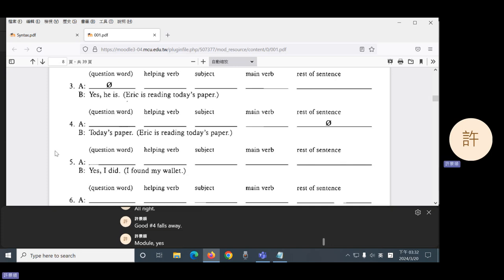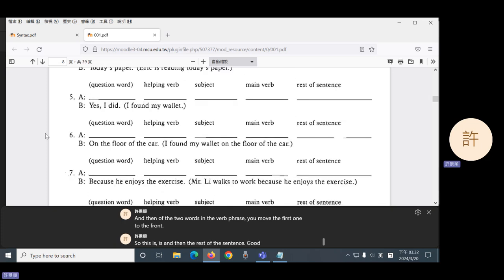Number four, Huang Shuhui. Huang Shuhui, yes. What is the question for number four? It's asking about today's paper. What is Eric reading? Good. Exactly. It's asking about today's paper, so the question word is what. And then of the two words in the verb phrase, you move the first one to the front, so this is, and then the rest of the sentence. Good.